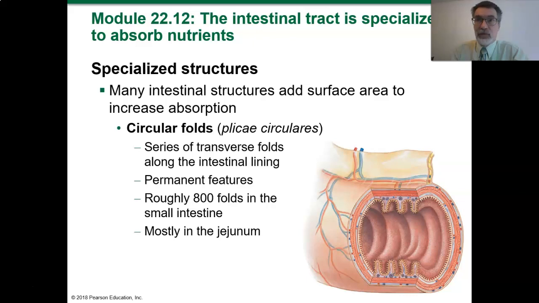Again, the food is moving through the intestines at a relatively rapid pace through that peristaltic activity, and that's going to again give us basically one shot at absorbing our nutrients from our food. So more surface area, better absorption of our food.